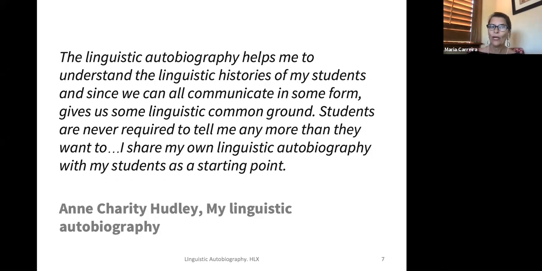I like what Anne Charity Hudley says about this. The linguistic autobiography helps me to understand the linguistic histories of my students. And since we can all communicate in some form, gives us some linguistic common ground. Students are never required to tell me any more than they want to. I share my own linguistic autobiography with my students as a starting point. So this notion of sharing your linguistic autobiography is a very powerful one.